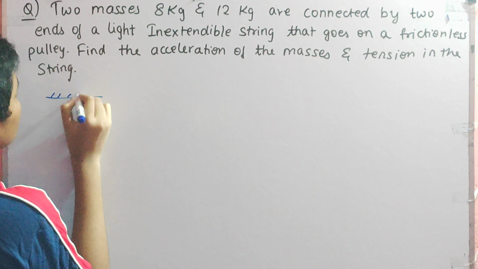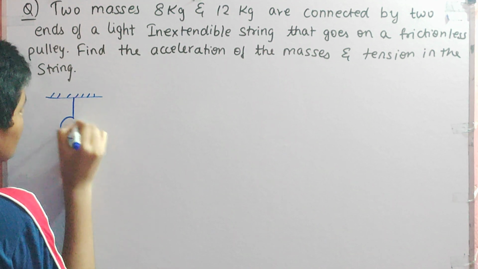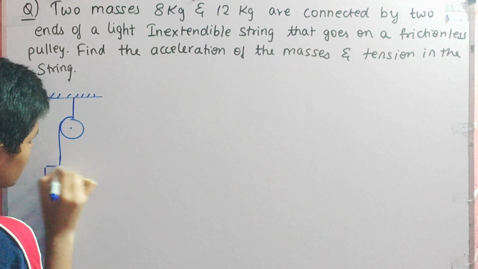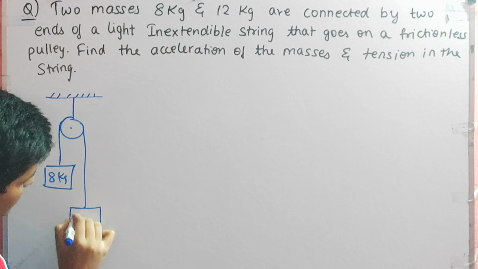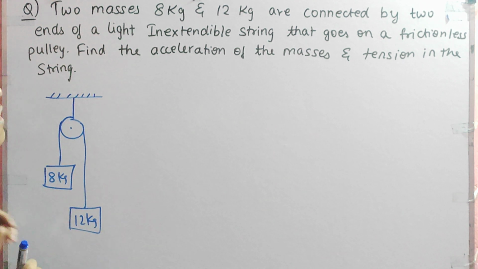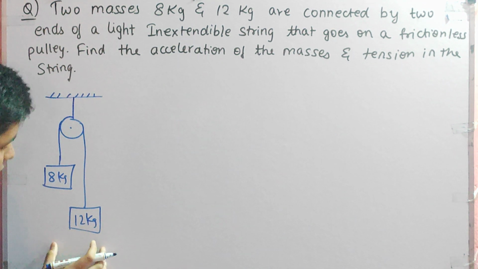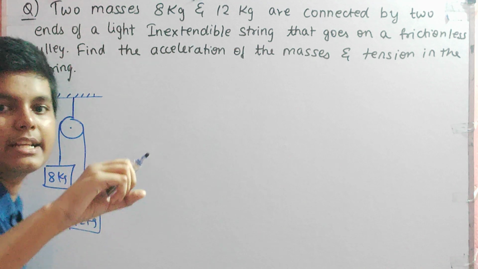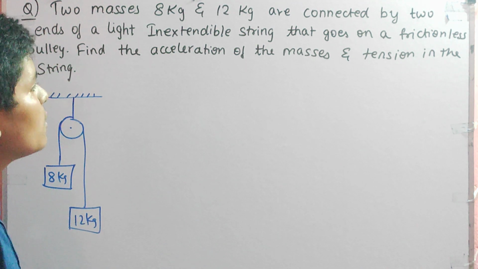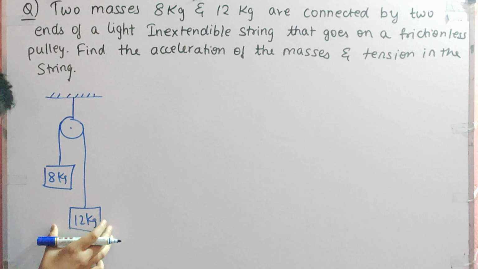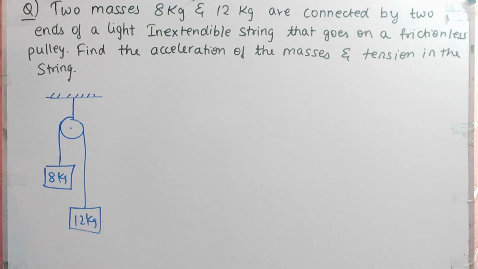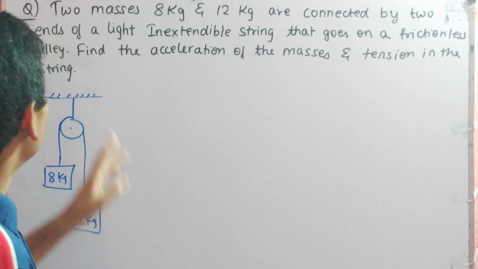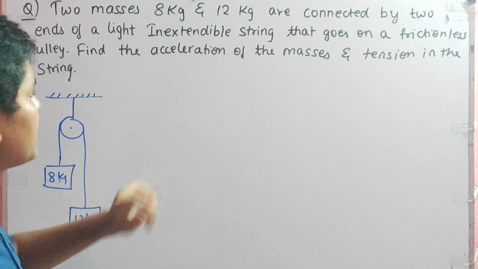So let us draw this pulley. This is 8 kg and this is 12 kg, connected by two ends of a light inextensible string. It means that if there is a weight over it, it won't extend more. It will just go down. That goes over a frictionless pulley. It means that if it goes down, there won't be any extra force required to pull the string downwards. It is a frictionless pulley. Find the acceleration of the masses and the tension in the string.